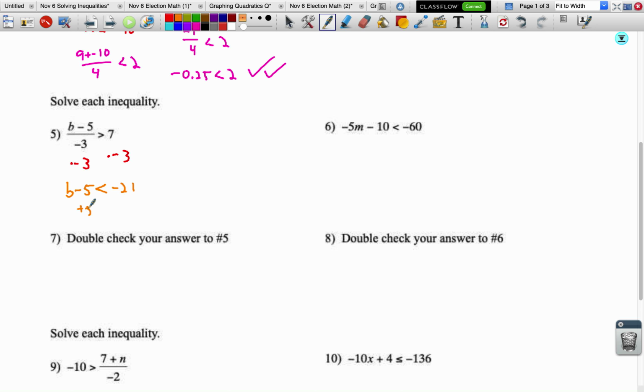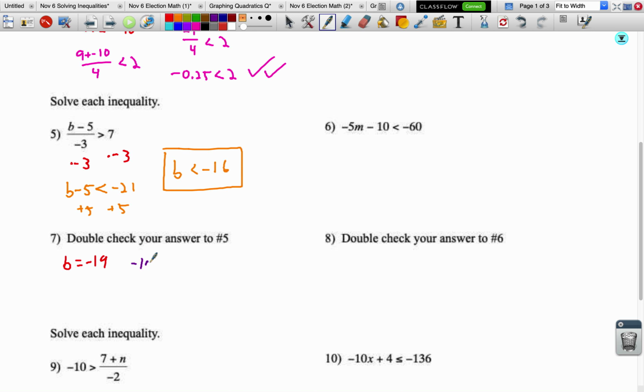All right, let's add 5 to both sides. We get b is less than -16. That's our answer. But what would be a good number to double check with? Maybe something like b equals -19. Again, if I plug that in there, that would be a true statement. The inequality always faces towards the smaller of two negatives. Let's see what happens when I plug it in.